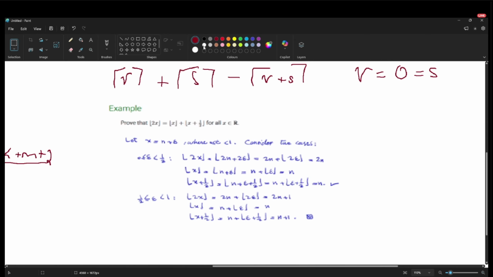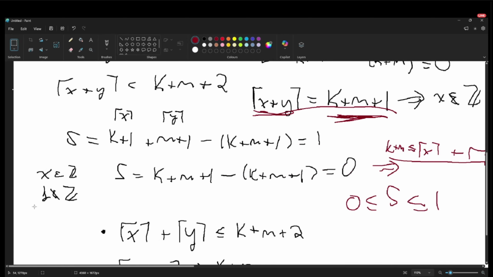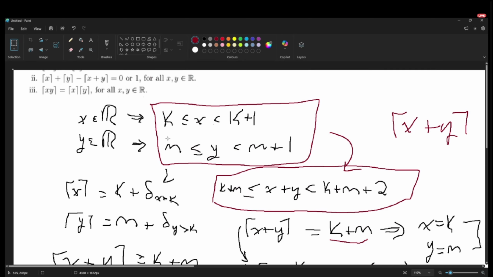So usually with floor function and ceiling, you usually just want to expand on cases because it is a step function, so you kind of have to do cases. That's just how the function's defined.